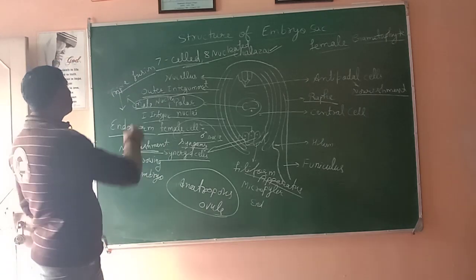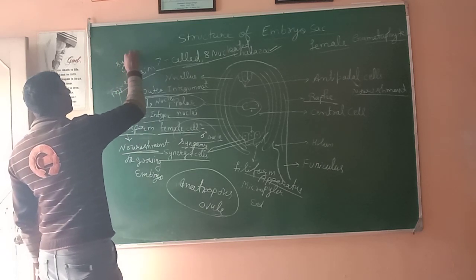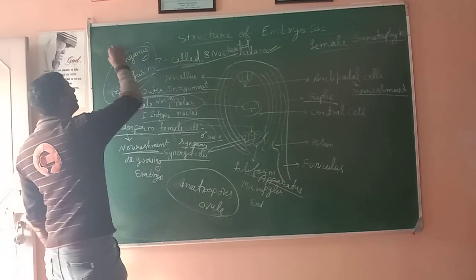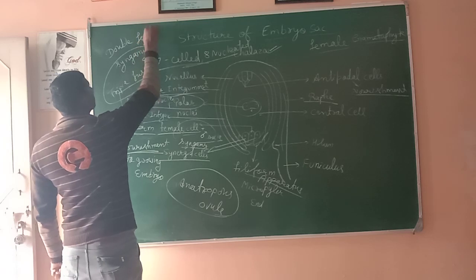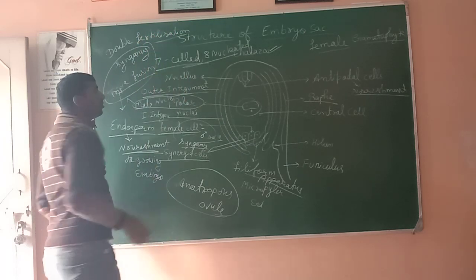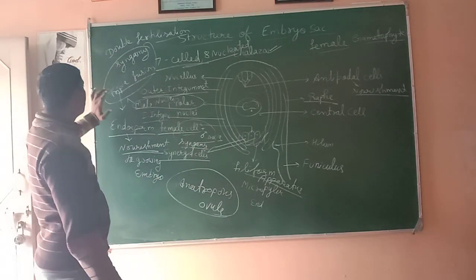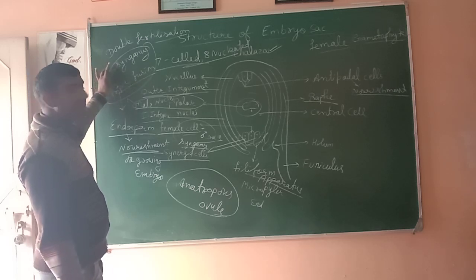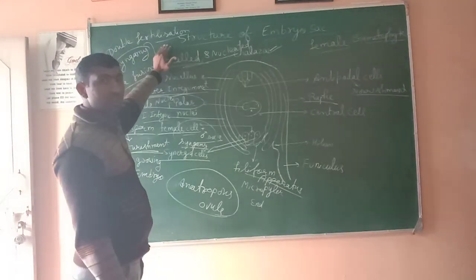So these two events, triple fusion and syngamy, are known as double fertilization. It is very important that syngamy and triple fusion, these two processes, take place simultaneously. This is known as double fertilization.